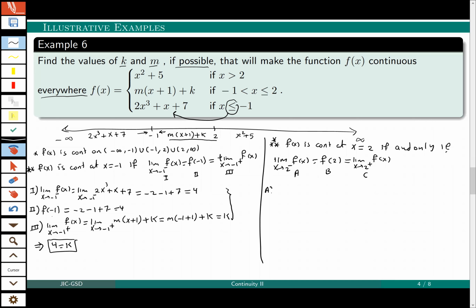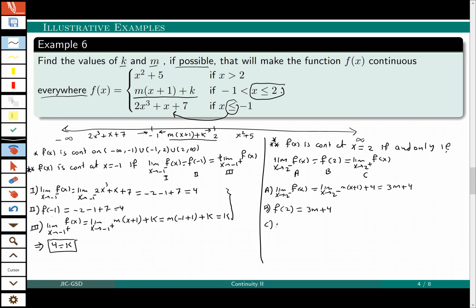So we calculate A. We need the limit when x goes to 2 from left. Left of 2, it will be m times x plus 1 plus k. K, we already found to be 4. So when you substitute 2, you will get 3m plus 4. B, I need the value of the function at 2, and when x equal to 2, you need to replace it here. So if I replace x by 2, I will get 3m plus k, but k is already found.